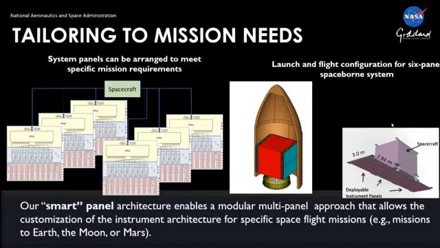So this enables a modular multi-panel approach that then allows the customization of the instrument architecture for specific flight missions. So missions to Earth, Moon, or Mars, what we have in mind right now. These panels then can be configured around a spacecraft bus. The example I have in the middle panel shows actually the way 6 panels would be configured on the spacecraft bus. They're essentially wrapped around.